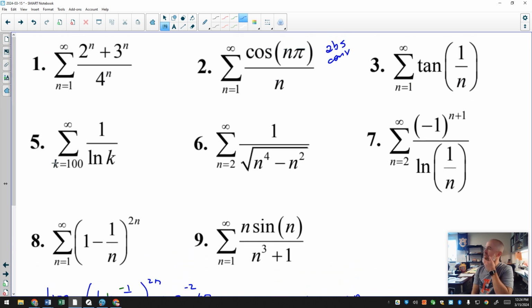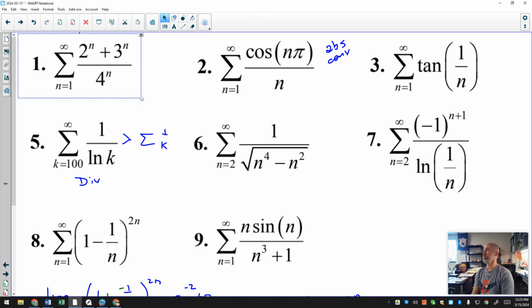What about 5? Why do I think 5 is so nice? If you can compare 5 to the harmonic series 1 over k. The natural log of k, how does it compare to k? It's smaller, right? And if you have a smaller denominator, that favors a larger fraction. And so if this series is larger than one that we know diverges, then this is also divergent. And that's direct comparison. Good. I think all of the rest I may need to do more work than I have room on this page.